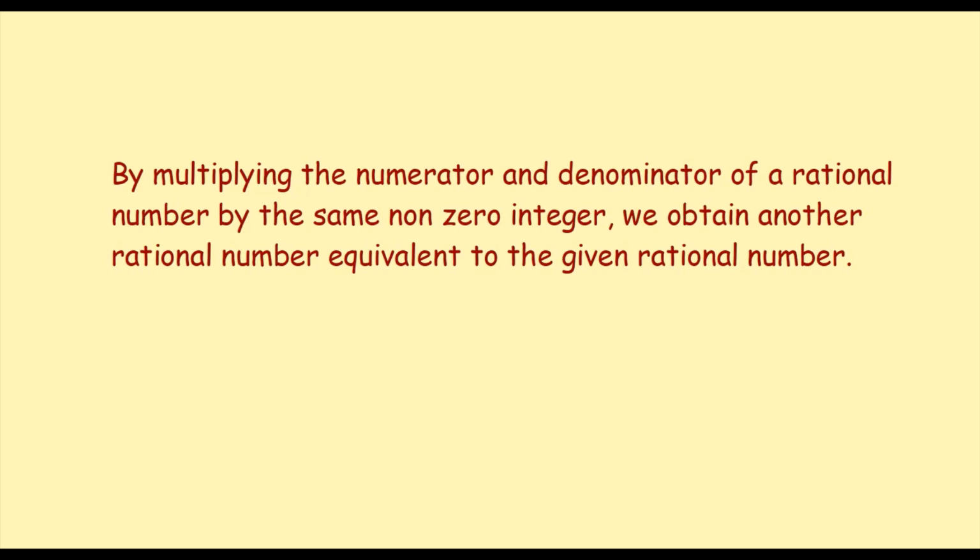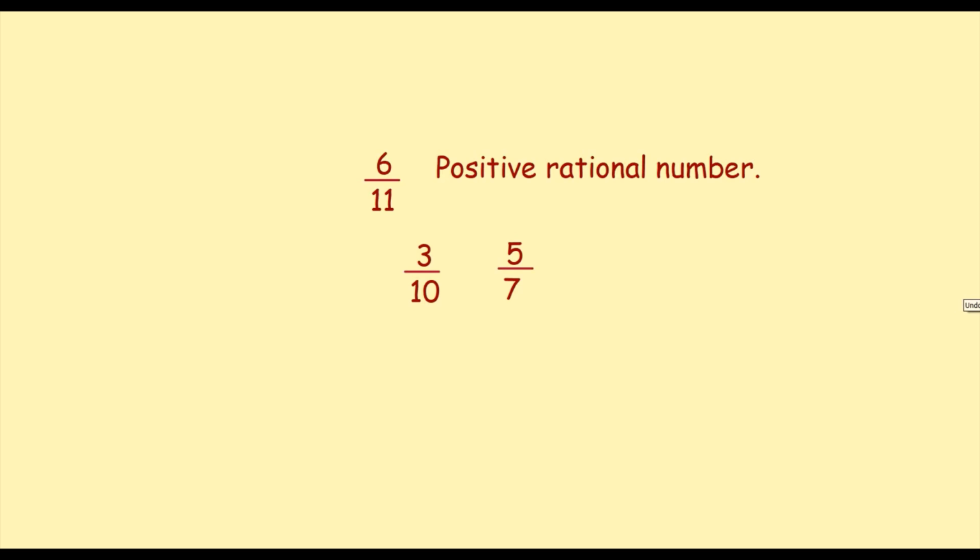Consider a number 6 by 11. Here both numerator and denominator are positive. Such a rational number we can call a positive rational number. Here 3 by 10, 5 by 7 and 1 by 3 are all examples of positive rational numbers.